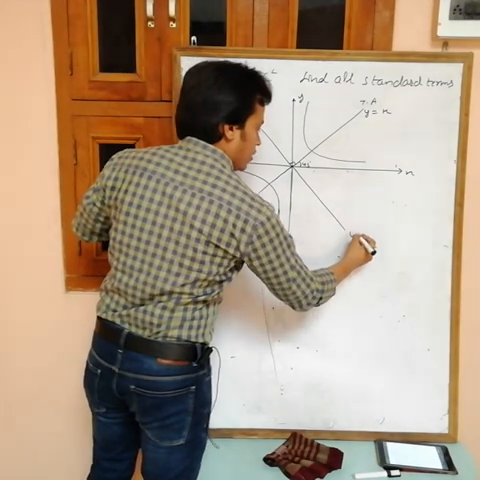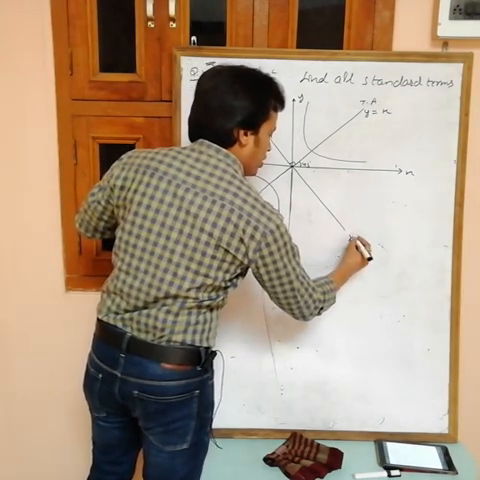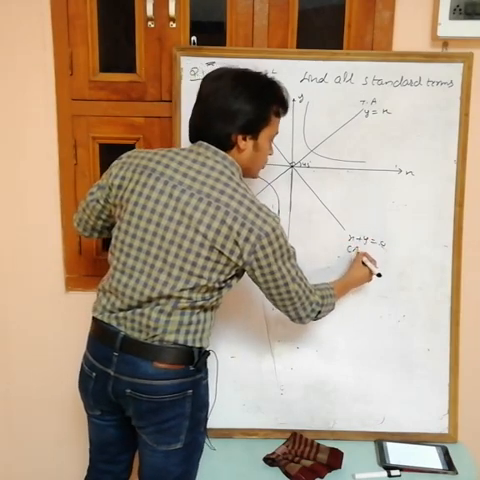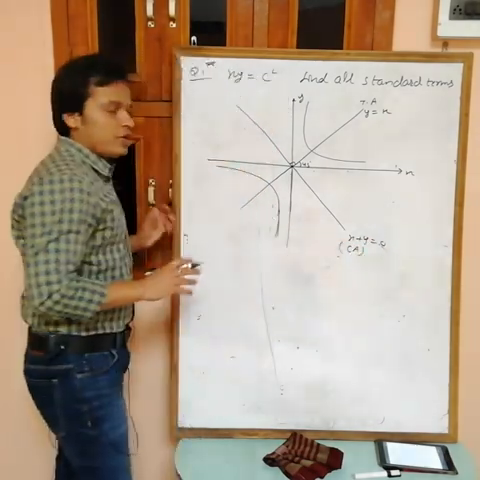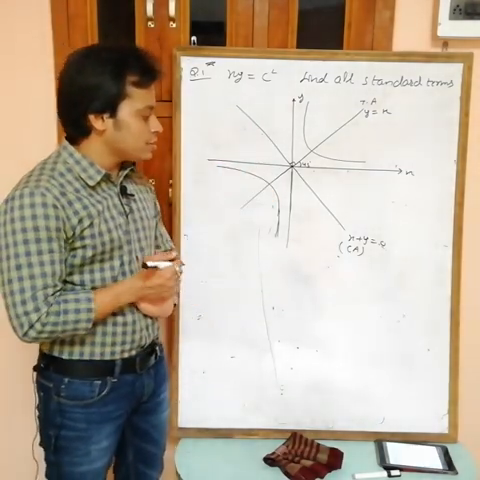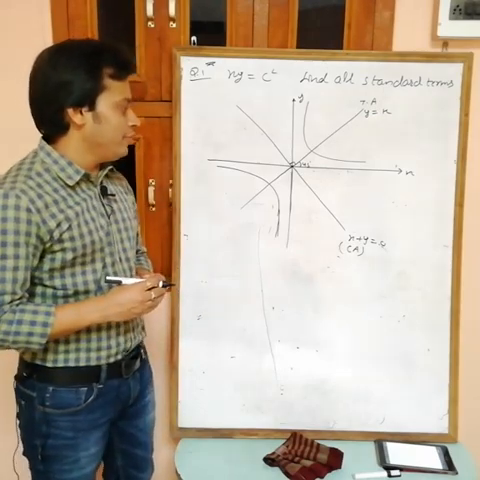Okay, and the equation of this one is y equals minus x. It means x plus y equals 0. So this is the equation of the conjugate axis. So the equation of the transverse axis is y equals x, and the equation of the conjugate axis is x plus y equals 0. Now choose next, what do you want?